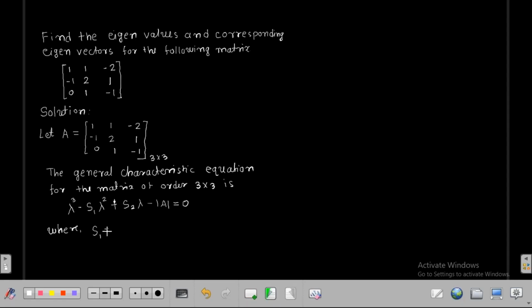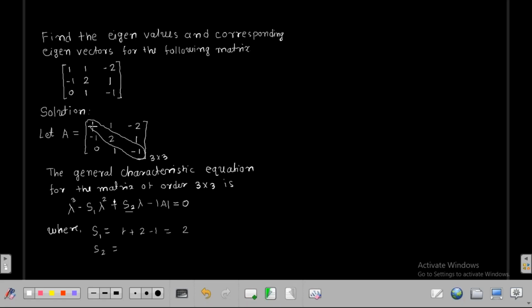s1 is the sum of the diagonal numbers. So add this 1 plus 2 minus 1 equal to plus 1, minus 1 cancel. We get here 2. Now this s2 is the sum of the minors of the diagonal numbers.